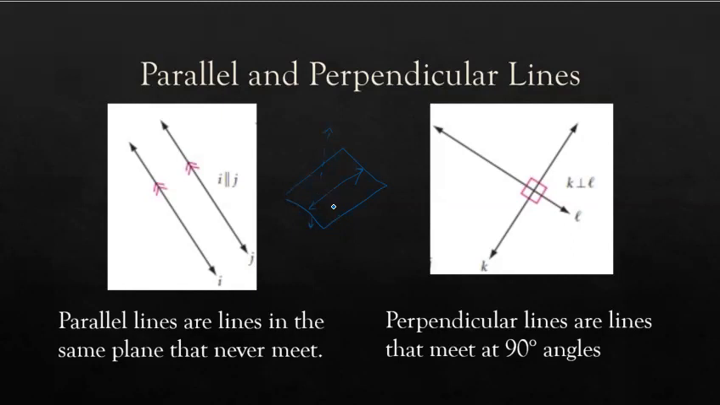But are they parallel? So we have to specify that parallel lines are in the same plane and they never meet, because we could have two lines in different planes that also never meet. These would be skew lines, not parallel.